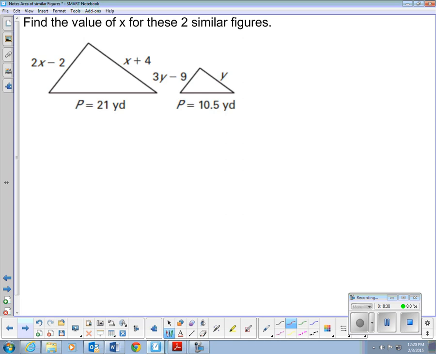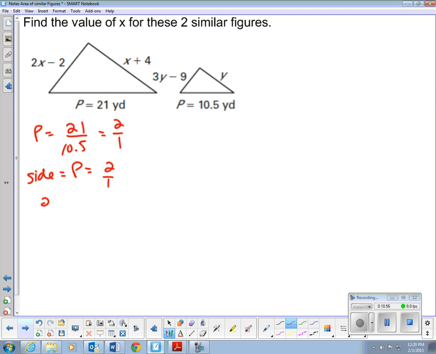So we have perimeters this time, not given areas. So the perimeter ratio for this one is 21 over 10.5, but that reduces. That actually reduces to 2 over 1. Now the information they're giving us this time is side information. But remember that the perimeter and the side ratio are the same. So there's no difference in those two. But I need that ratio to solve this problem.